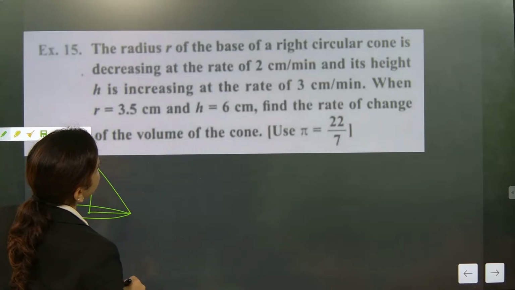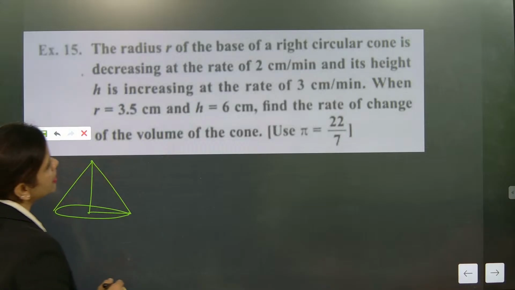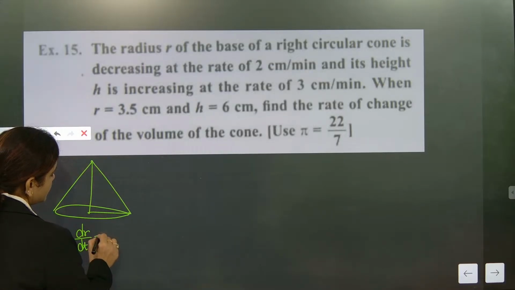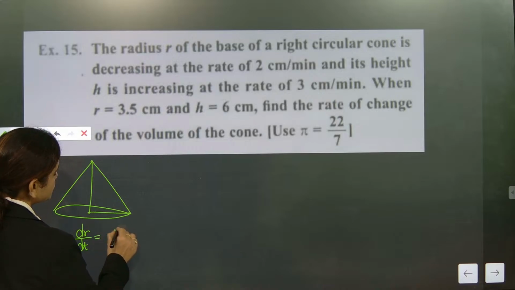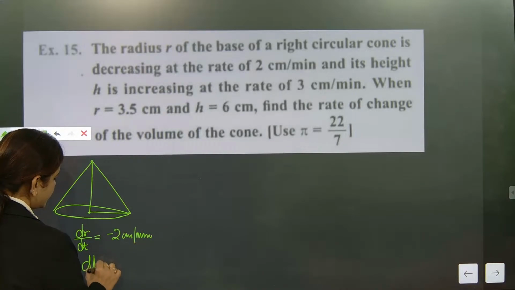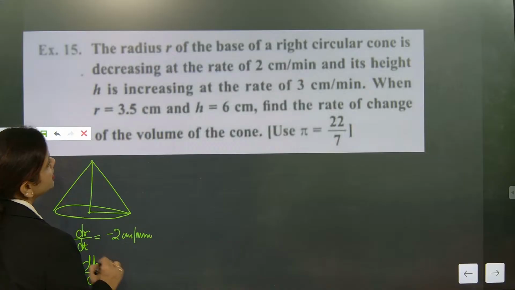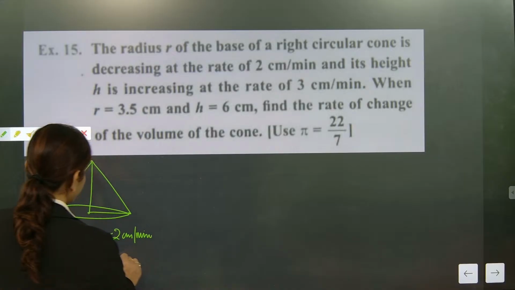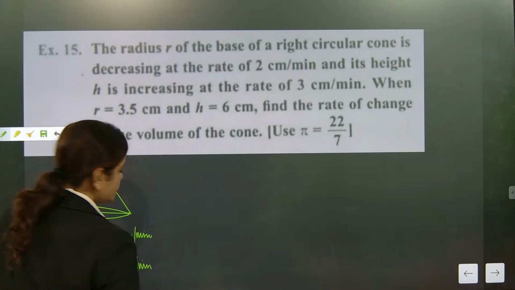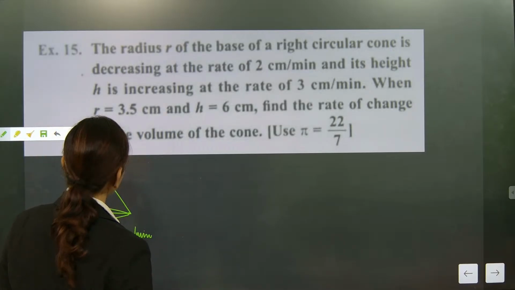R is the radius, and we look at the rate of change. Here they are telling us the radius is decreasing, so dr by dt is equal to minus 2 centimeter per minute. And dh by dt, the rate of height increment, is given as 3 centimeter per minute. Done? So dr by dt and dh by dt are given.